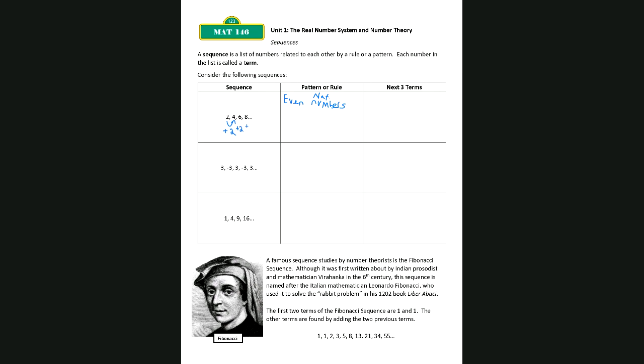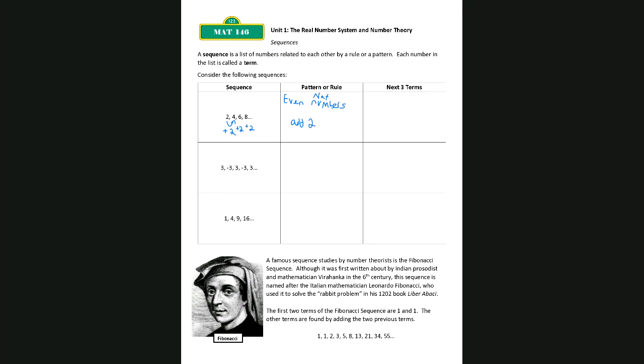So in this sequence, we can describe this sequence sort of generally as the even natural numbers. But we can also say that to go from one term to the next term, you need to add 2. So we can also say that the rule here is add 2. All right?